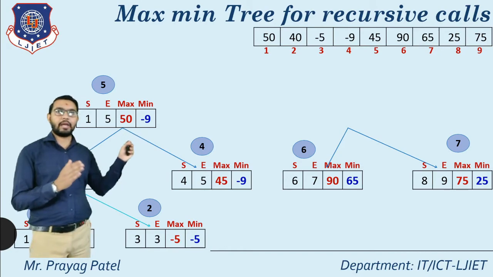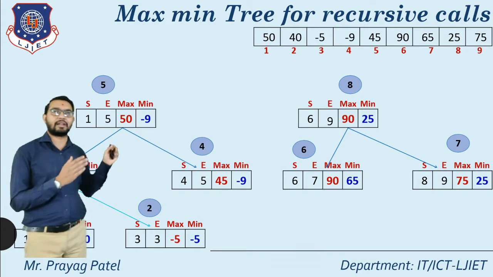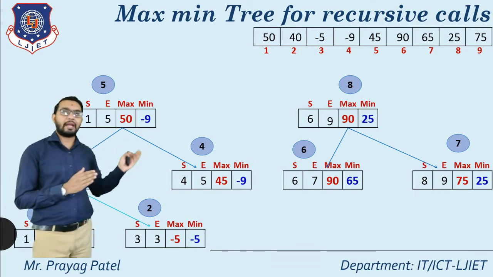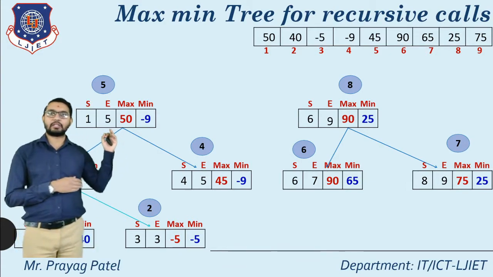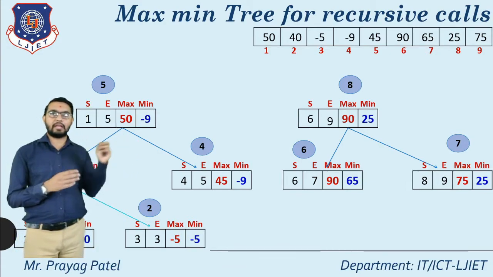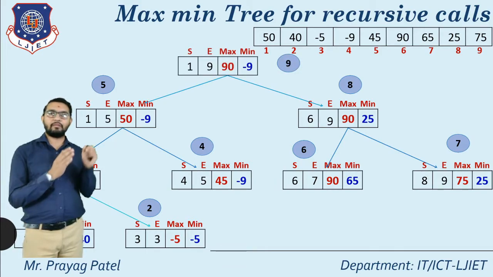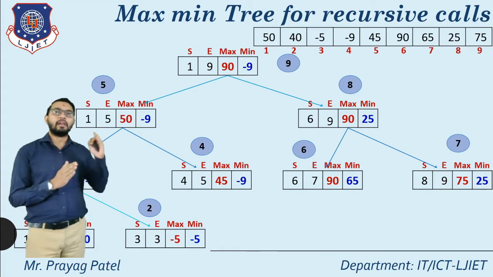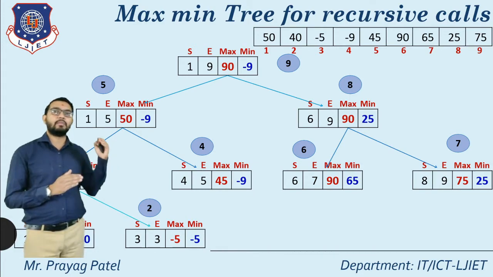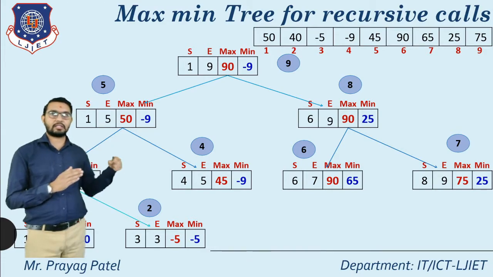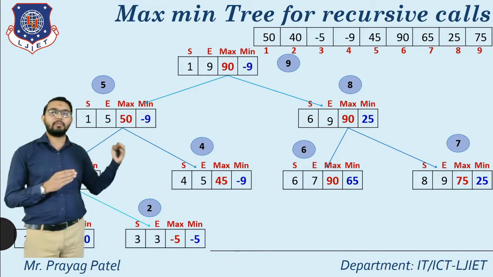Now after that, combining step 6 and 7 means location 6 to 9 consider as a starting to ending point, 90 as a maximum and 25 as a minimum. Now after that, combining these two node 5 and 8 step means final step, consider the step number 9. In step number 9 we consider starting point 1, ending point 9 means whole array, maximum equal to 90 and minimum equal to -9. So according to recurrence tree we find the solution of the maximum minimum problem.